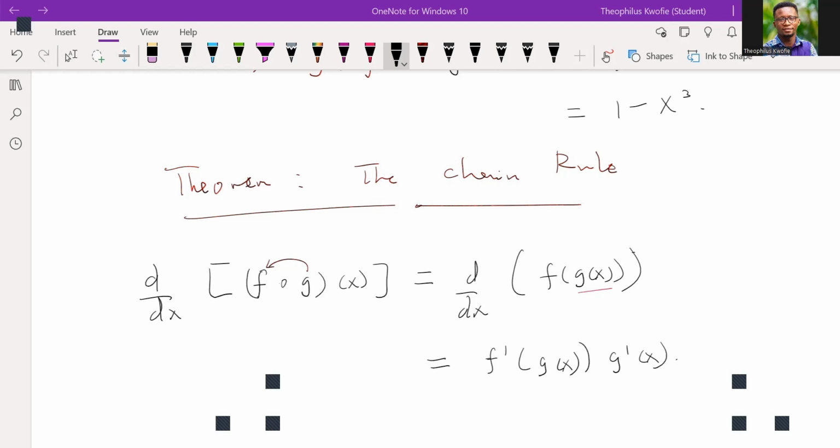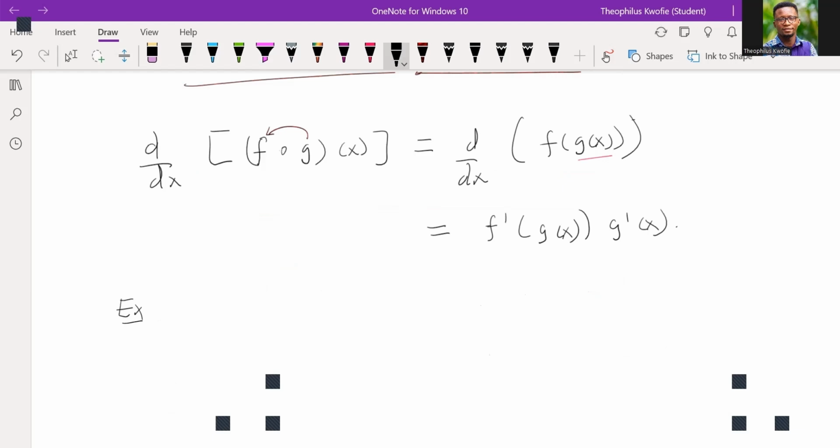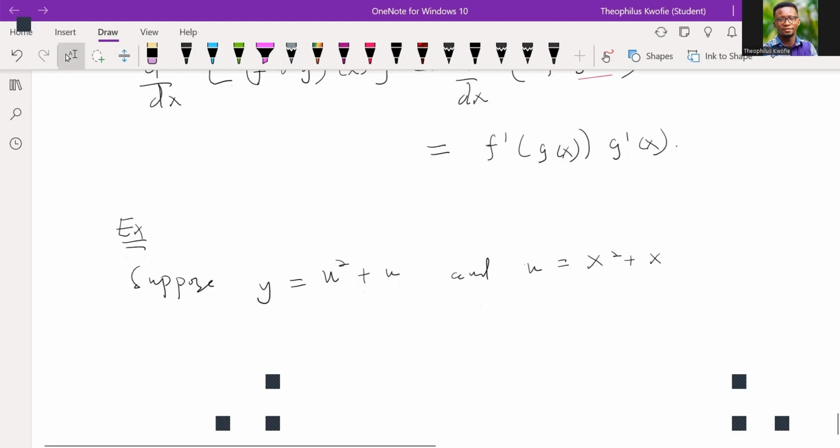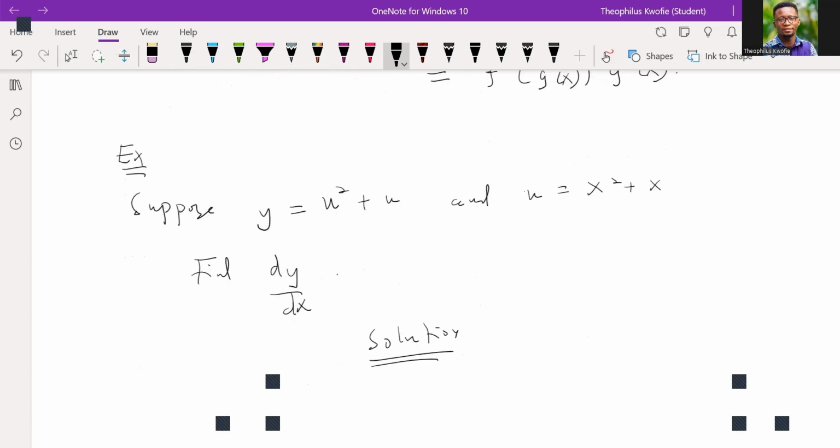Now, at this point, let's go through a few examples. Let me give you this example. Let's see how best we can solve this problem. Let's think this will be a bit simple. So example one. Suppose y is equal to u squared plus u, and my u is equal to x squared plus x. Now the question is, how do you find y with respect to x? How do you find the change in y with respect to the change in x? How do you do that?